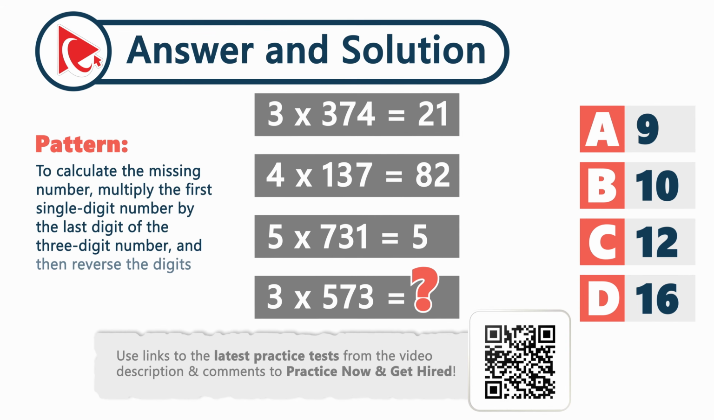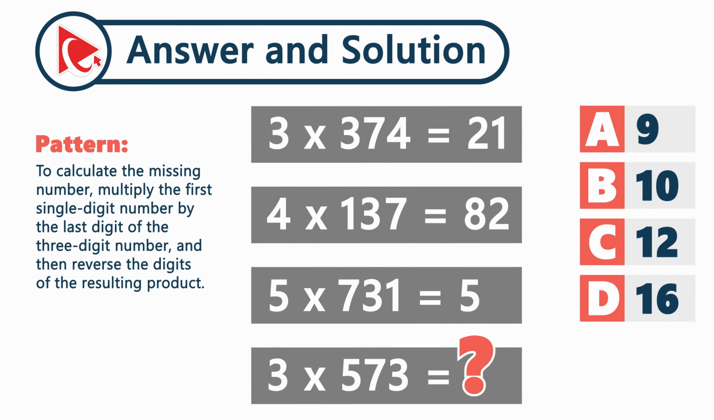To calculate the missing number, you need to multiply the first single-digit number by the last digit of the 3-digit number, and then reverse the digits of the resulting product. Let's look at an example to better understand what's happening. The first expression is 3 multiplied by 374 equals 21.